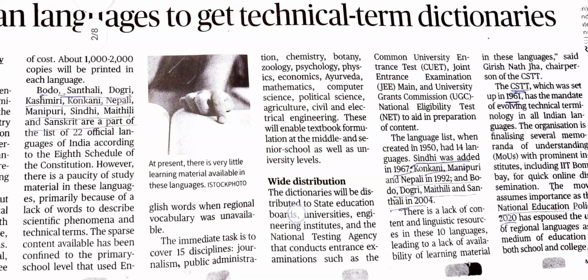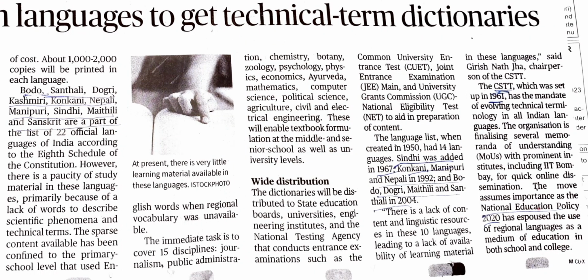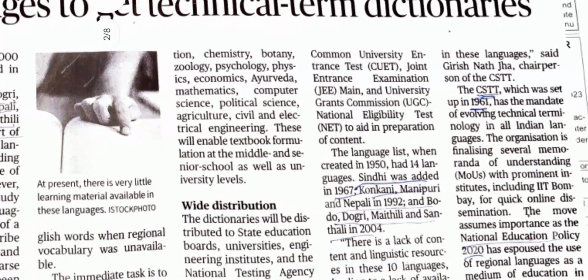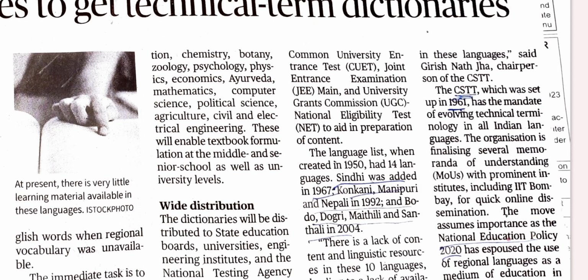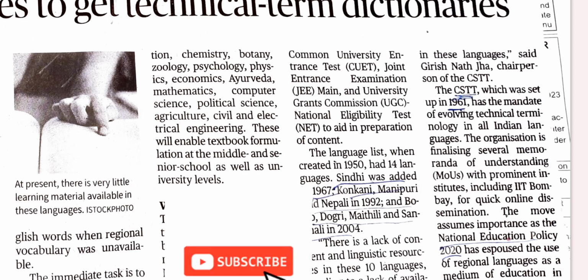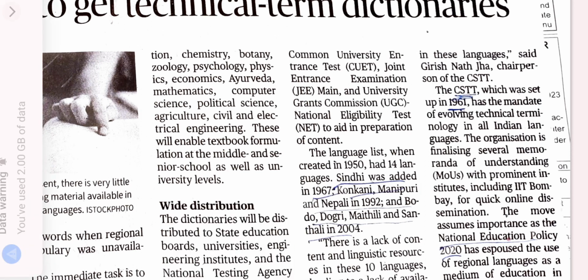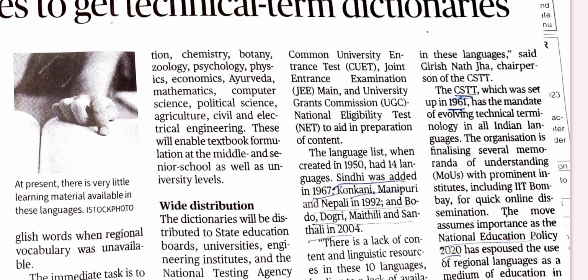Because in 1950 there were only 14 languages. Then Sindhi was added in 1967. Konkani, Manipuri and Nepali were added in 1992. Bodo, Dogri, Maithili and Santali were added in 2004. Again I repeat because it is important from the exam point of view: Sindhi added 1967, Konkani, Manipuri, Nepali in 1992, Bodo, Dogri, Maithili and Santali in 2004.